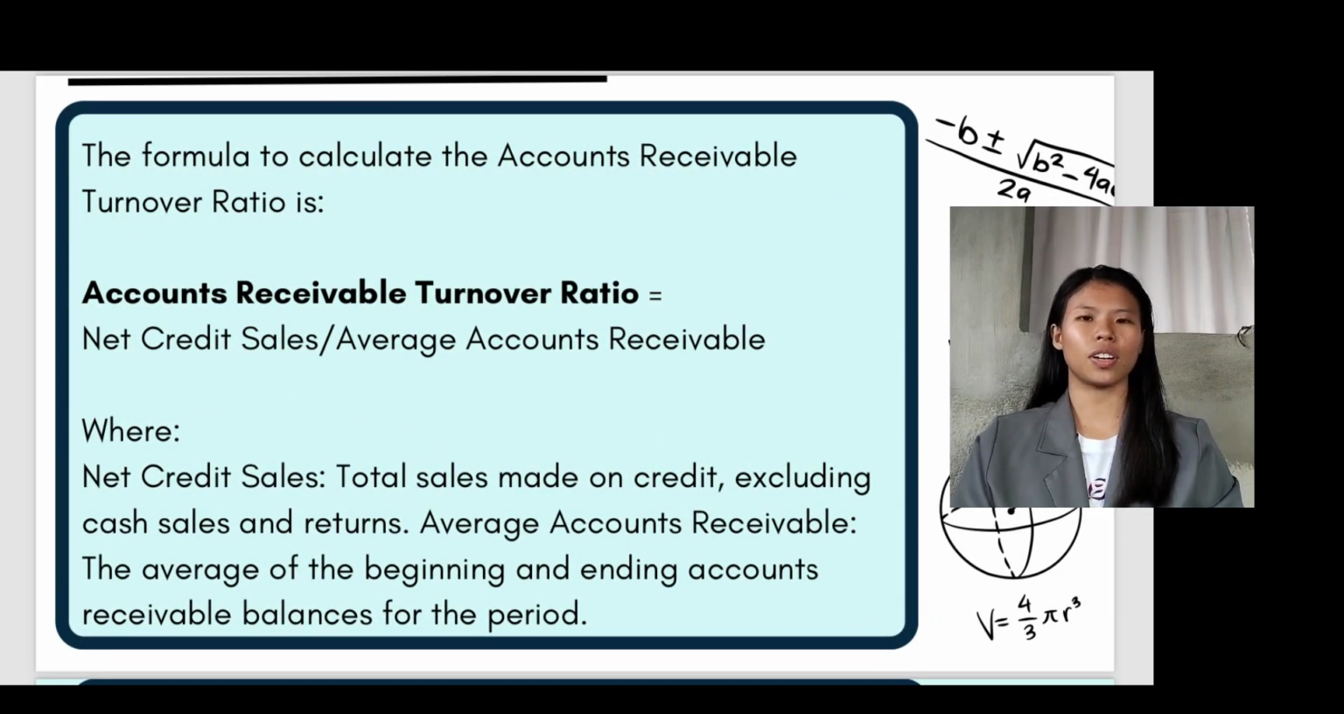Now let's talk about the formula to calculate the accounts receivable turnover ratio. The accounts receivable turnover ratio is equal to the net credit sales divided by the average accounts receivable, where the net credit sales is the total sales made on credit excluding cash sales and returns, while the average accounts receivable is the average of the beginning and ending accounts receivable balances for the period.